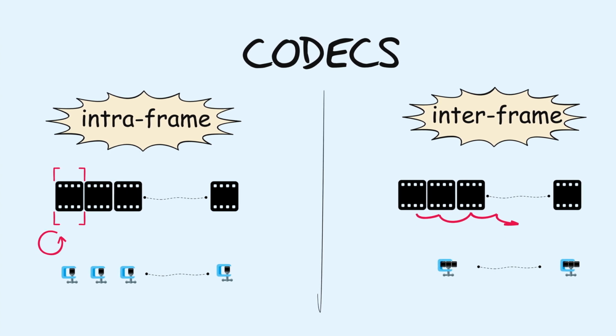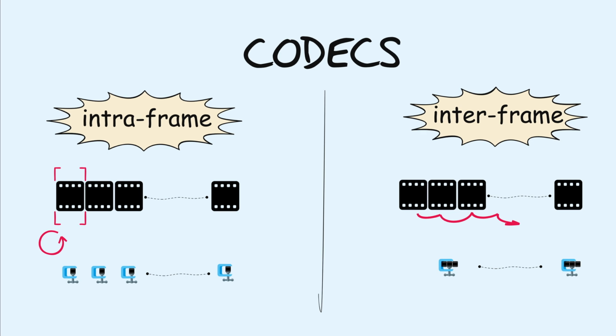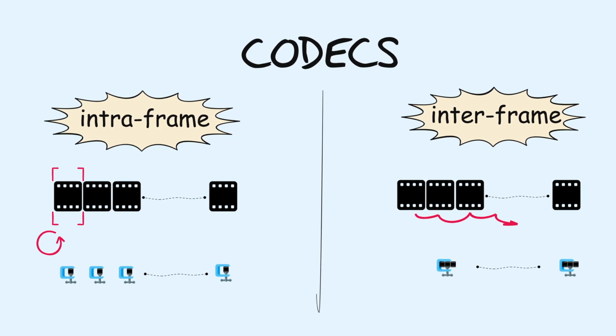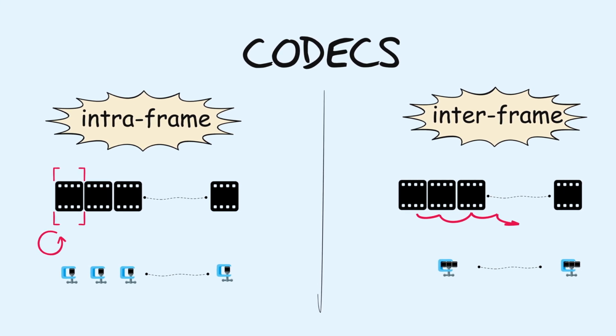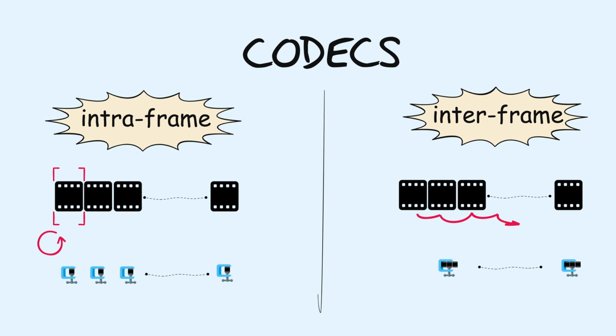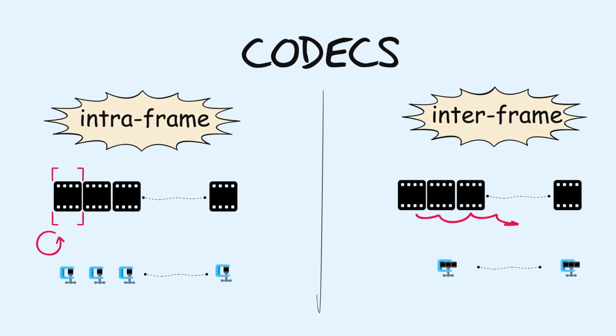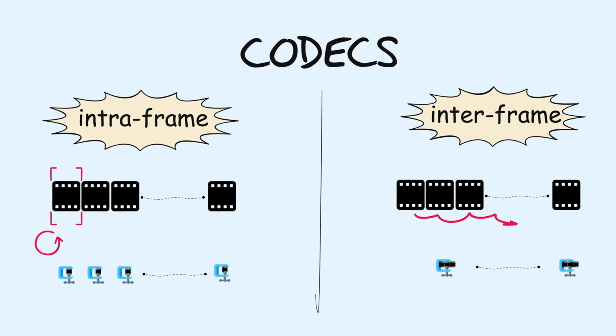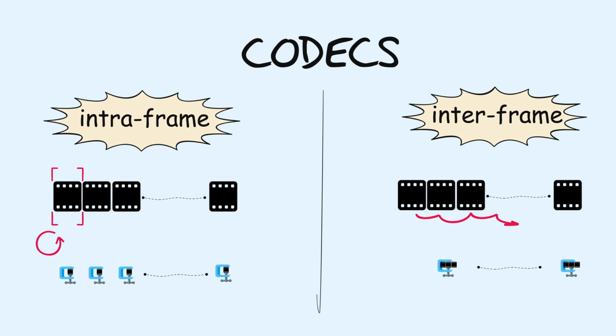Intra-frame codecs are also often used for video distribution in high-end settings where quality is paramount, such as broadcast television. Inter-frame codecs, on the other hand, are often used for video distribution in settings where file size is more important than quality, such as online streaming or mobile devices.